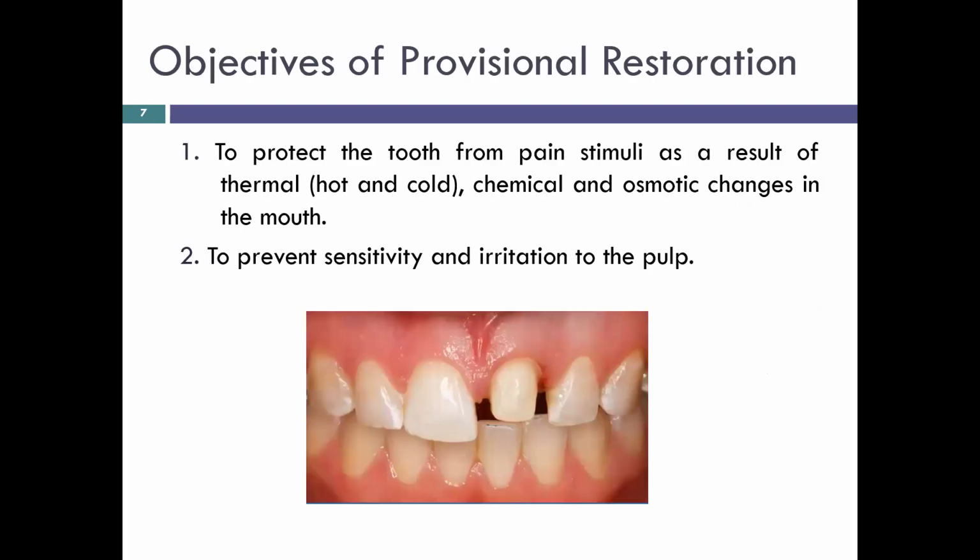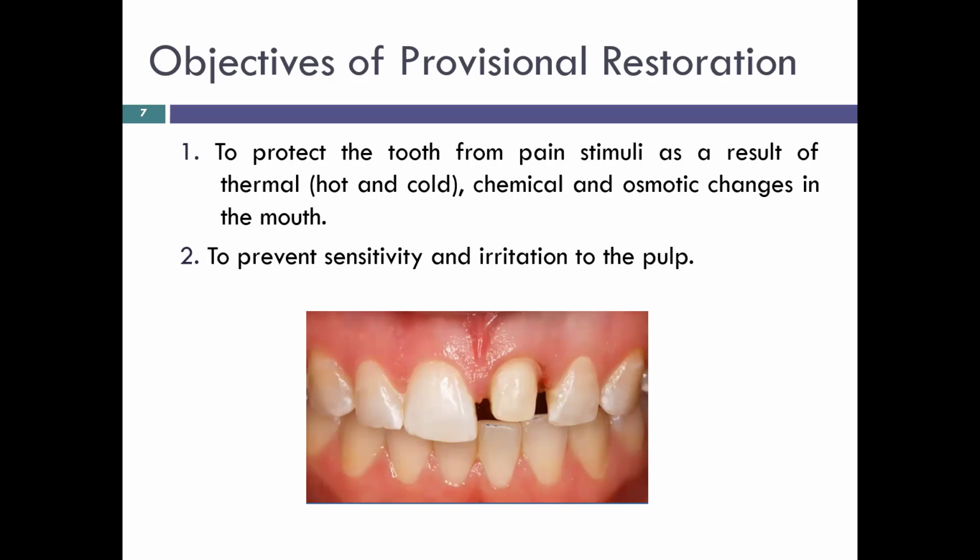Now comes the objectives of provisional restorations. Firstly, it is to protect the tooth from pain stimuli as a result of thermal, hot and cold, chemical and osmotic changes in the mouth. So when we are preparing the tooth, most of the enamel is removed. Now the dentine is exposed. That dentine is sensitive to pain, hot and cold, or chemical changes. So this point refers to the pain stimuli.